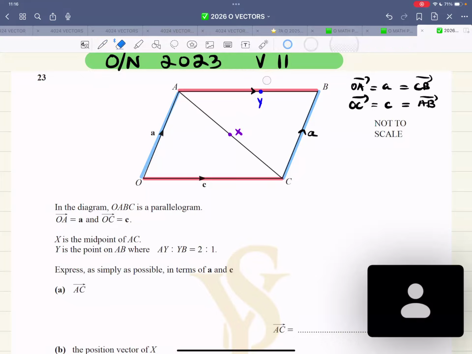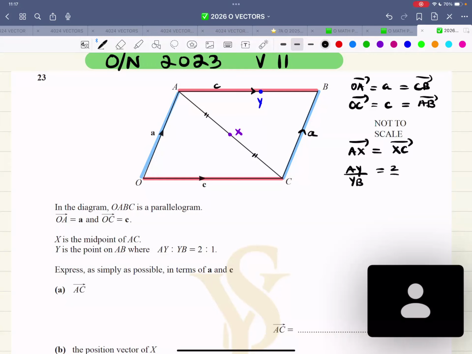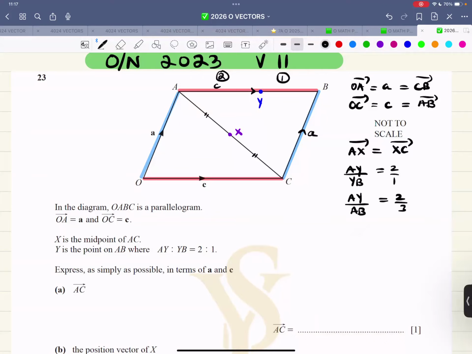And let me just remove the small c from here, and let me write it somewhere over here. Okay, so now this is the thing. That means AX should equal XC because X is the midpoint. And AY is to YB is 2 to 1. In other words, AY is to AB is 2 to 3. The whole thing is 3, so this is 2, this is 1. So AY is 2/3 of AB.